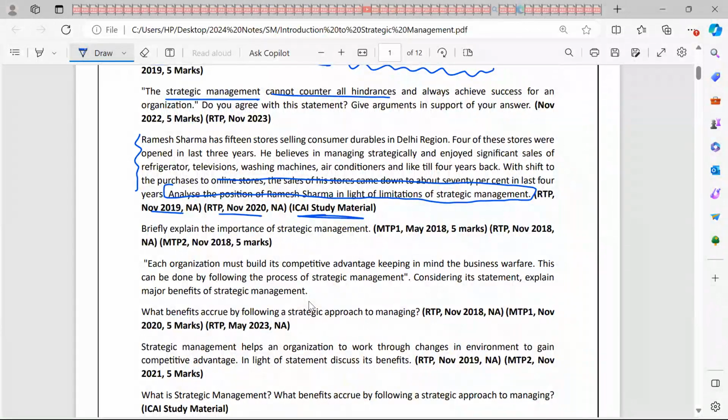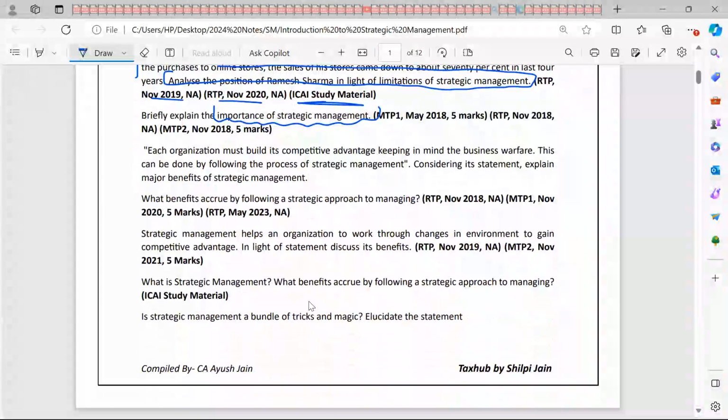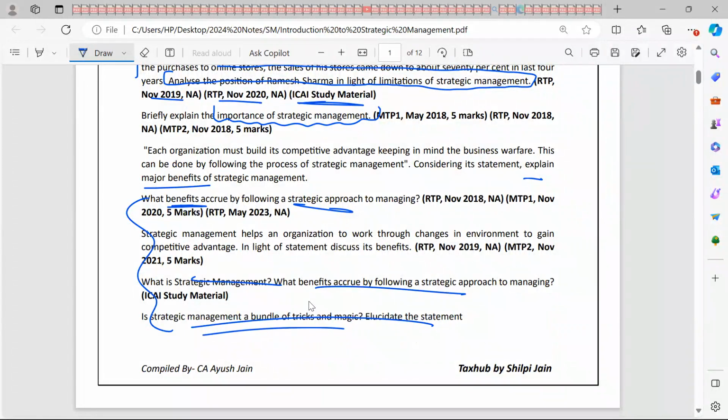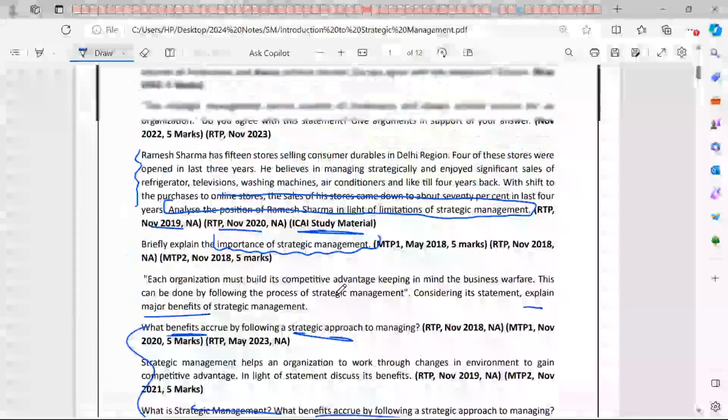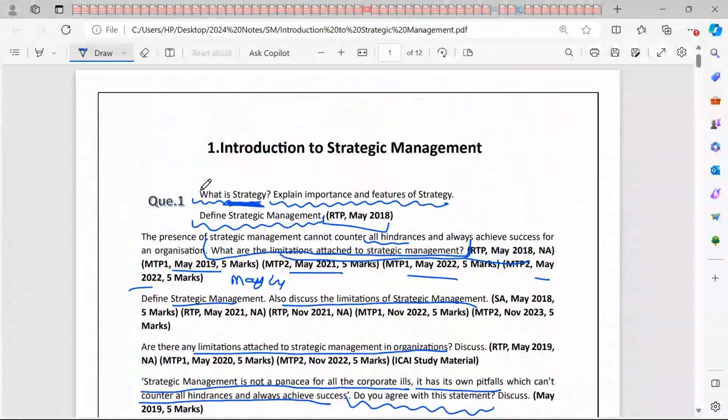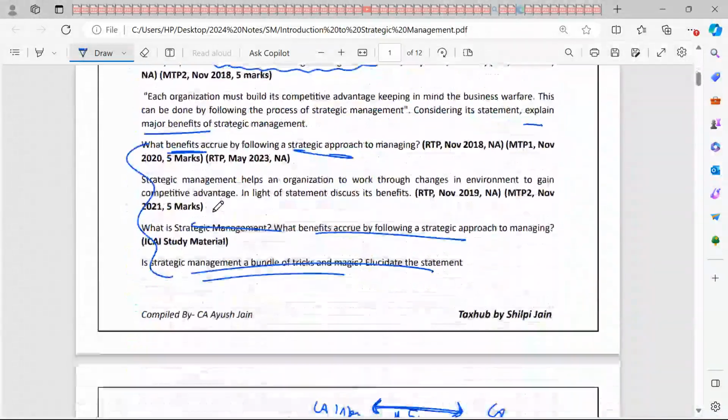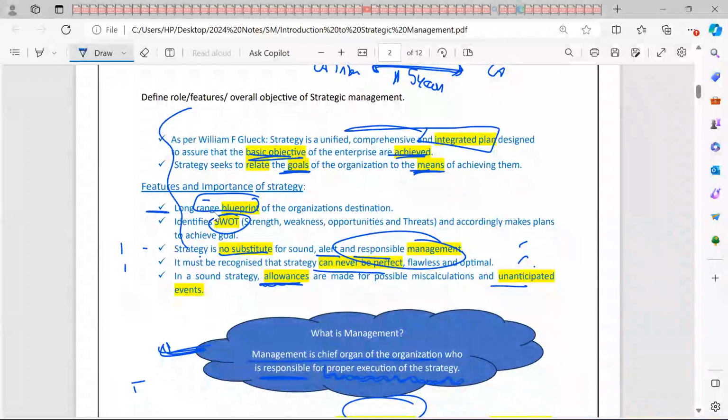RTP, importance of strategic management, the ABCD one, you guys remember very well, right? Next thing, explain the major benefits of strategic management. What benefits accrue to the strategic approach? What is strategic management? I think we have seen everything. So this was the first part of our topic. This was question number one of the topic. And this question has been covered.